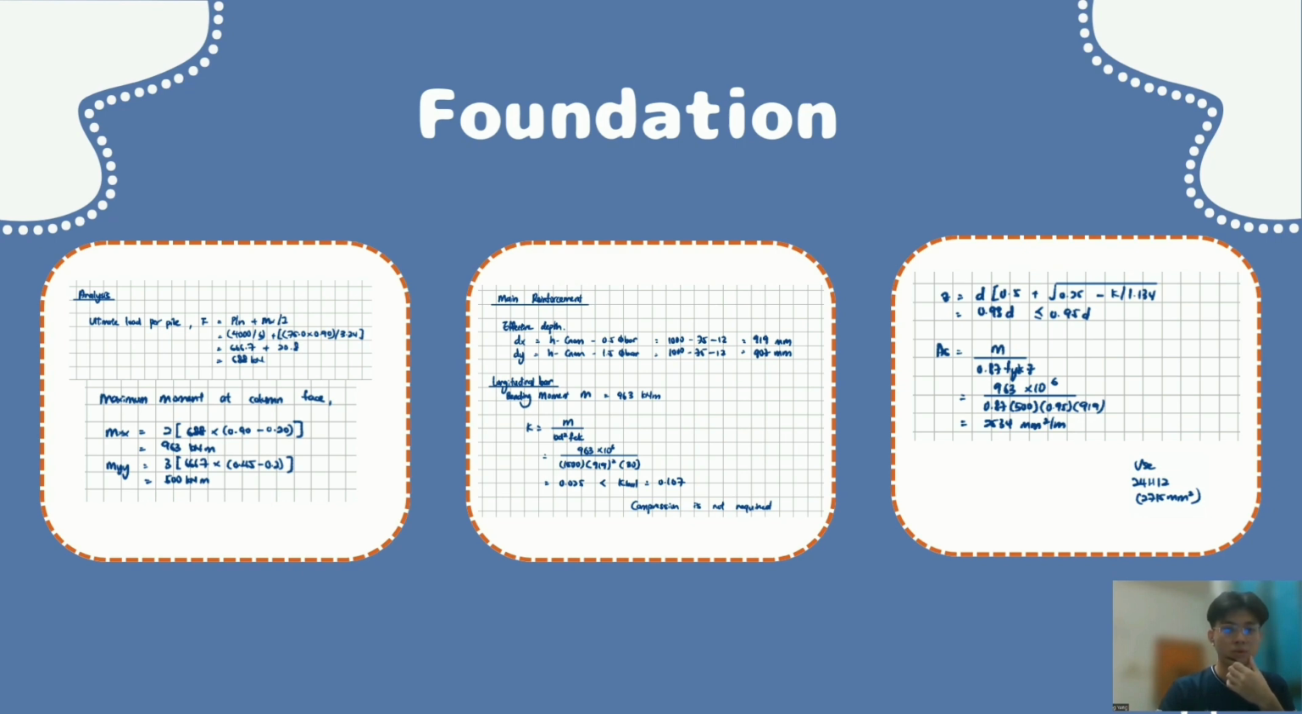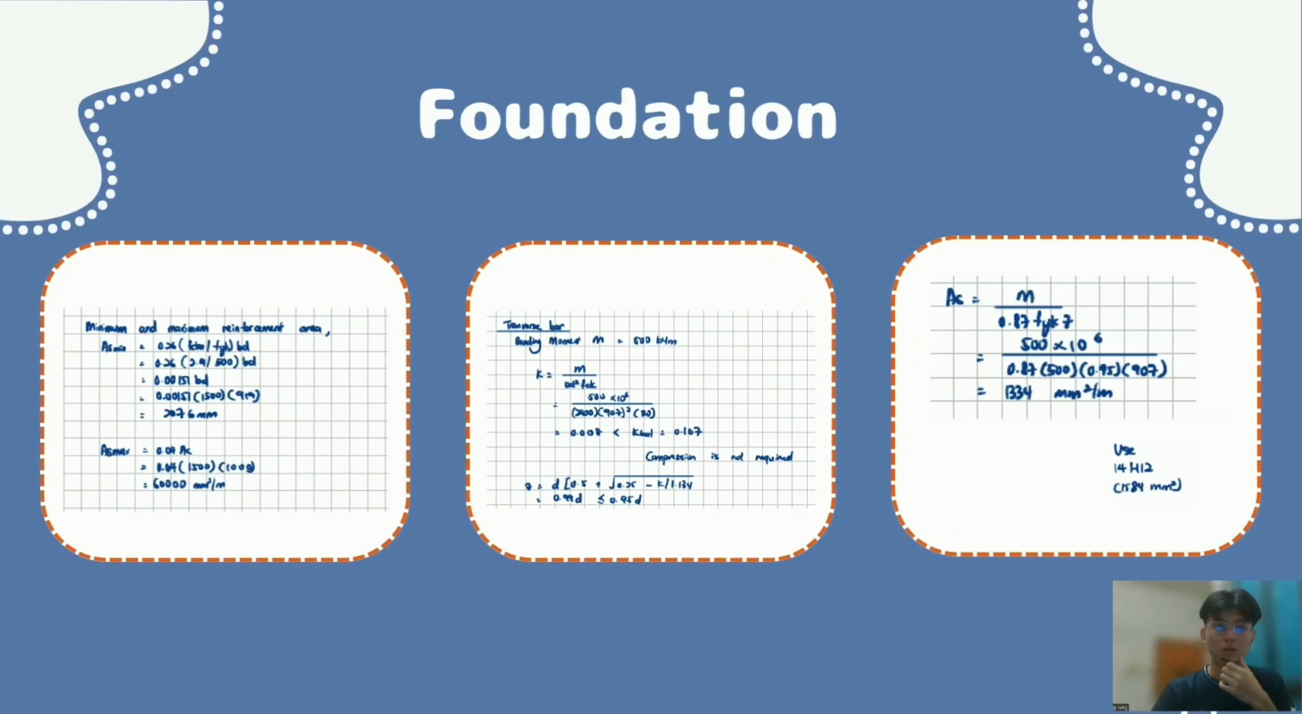Then we proceed with the main reinforcement calculation. First, we calculate the effective depth for Y and X. So dx will be 919 mm and dy will be 907 mm. We first calculate the longitudinal bar. The K value calculated will be 0.025, which is smaller than K balance. Therefore, compression is not required. The As required will be 2534 mm² per m. Therefore, we provide 24H12, which provides 2715 mm², which is larger than the As required.